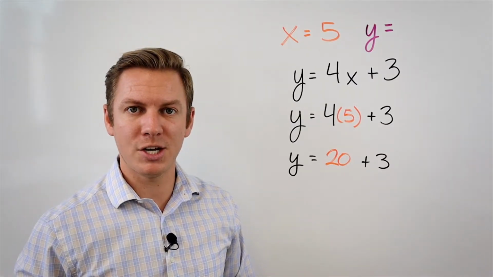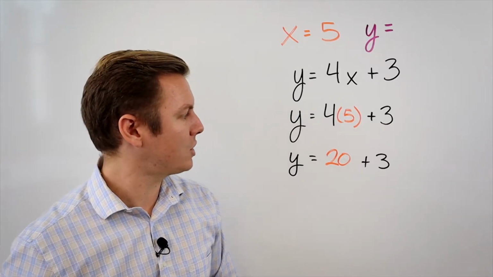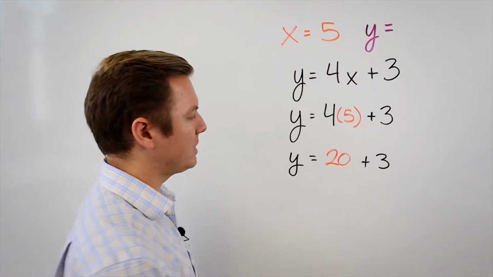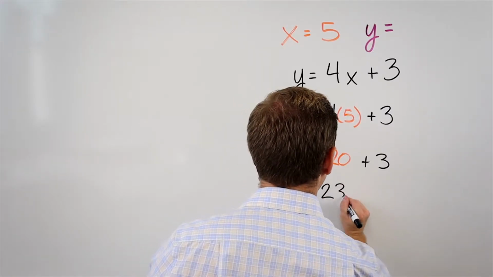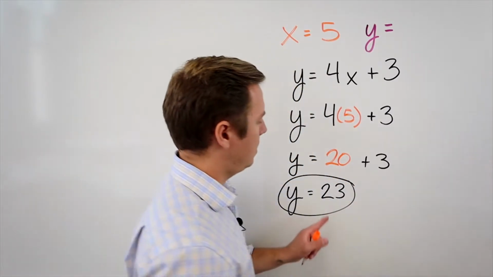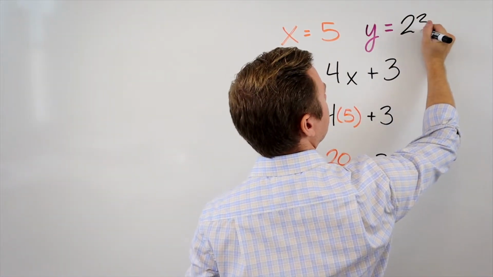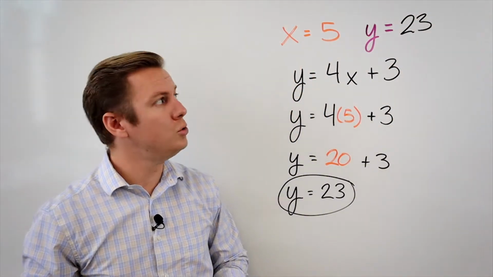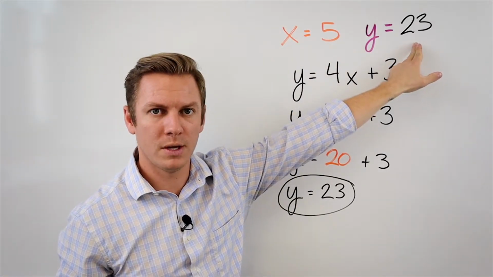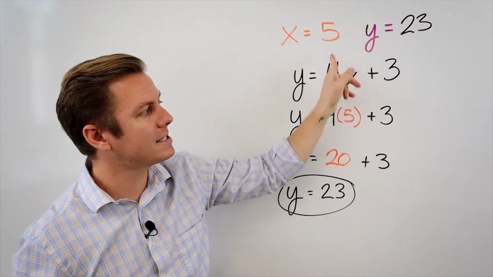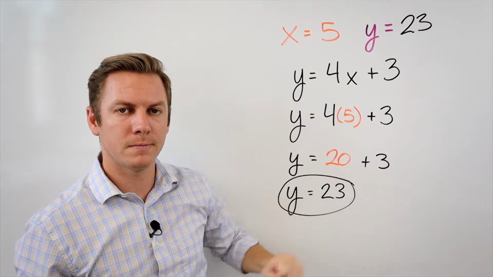Now that we're done with multiplication and division in the problem, we can now look at doing the addition and subtraction. We simply have 20 plus 3 at this point, giving us our y value is equal to 23. So our y value up here comes out to be 23. This is how you're able to use an x value to find your y value, simply by plugging this in first, and then following your order of operations.